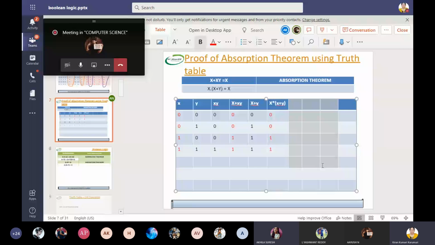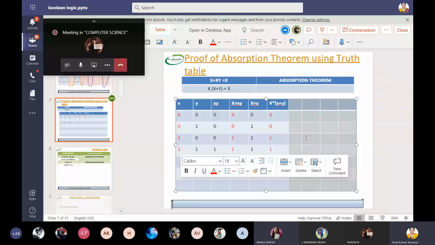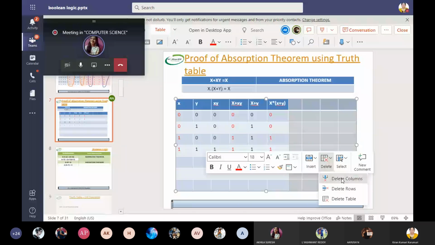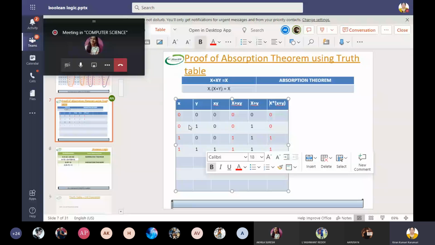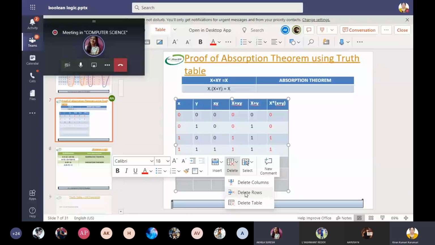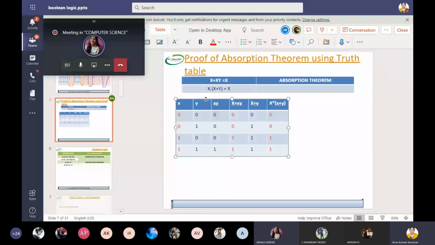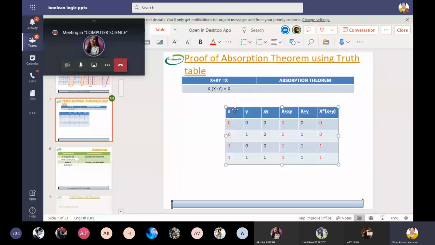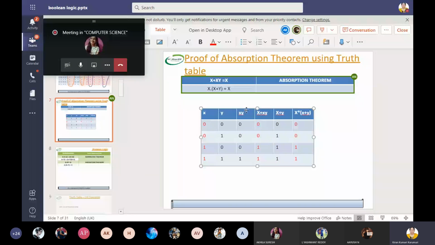Ma'am, suppose a question is asked like "state and verify absorption law", should we draw the truth table also? State and verify, how will you verify? Using the truth table only, na? Verify means proof only. So stating the law and drawing the truth table will be enough, ma'am? Correct. This is the statement. After drawing the truth table, encircle LHS and RHS. But this is only one part of it, right? What about the other part?